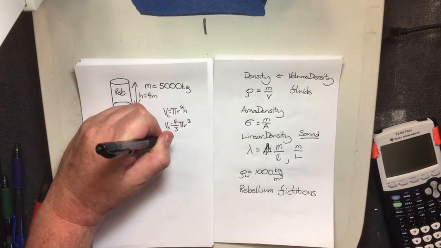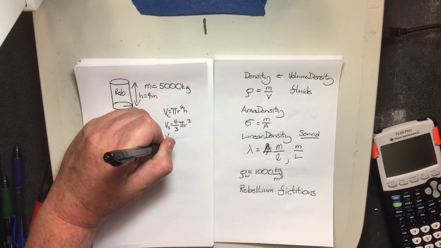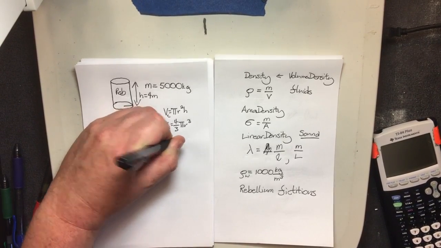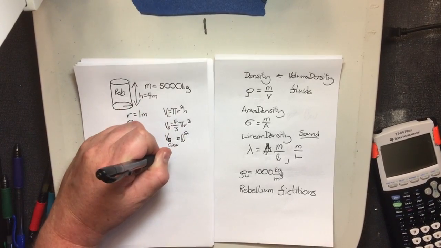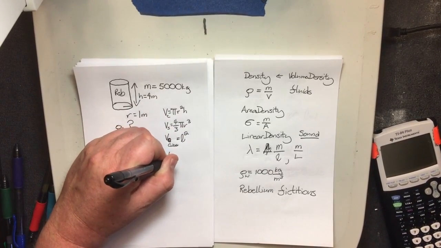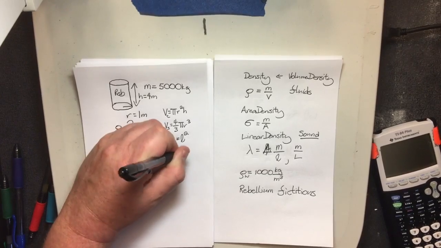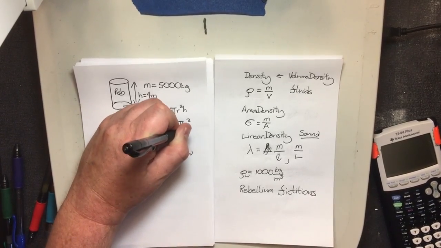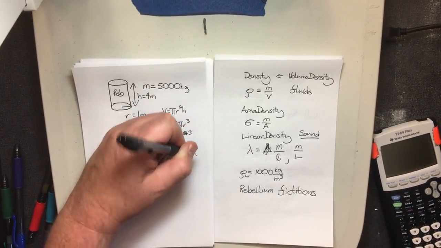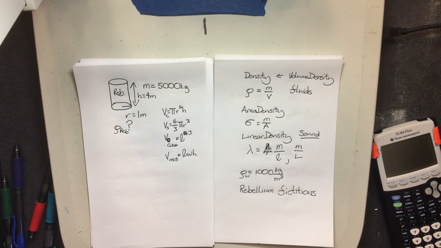Volume of a cube, length squared. Some basic rectangular object, length times width times height. All these basic geometric shapes you're going to have to know.